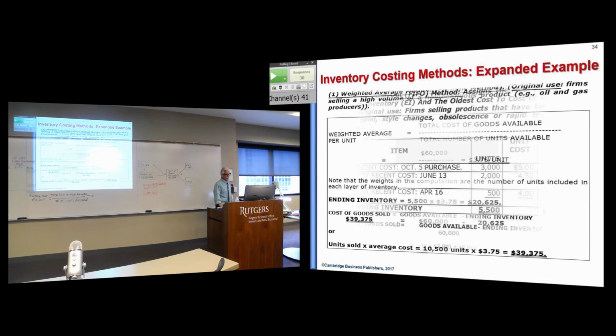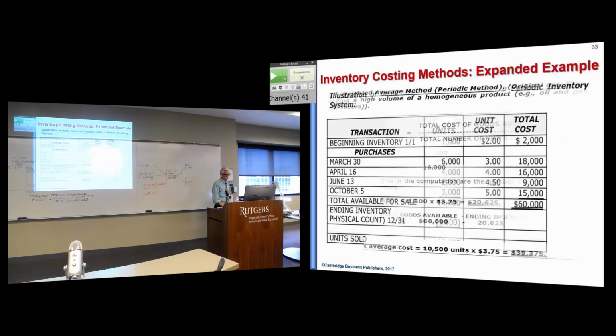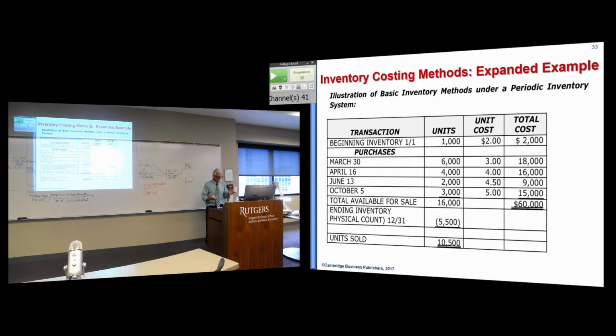Well, let's go to the next. First in, first out, or FIFO. This assigns the most recent cost to ending inventory, the oldest cost to the cost of goods sold. And we said that, again, companies that are subject to style change, spoilage, technological changes would use the FIFO basis. Now, before we go to the calculation, let me go back to the original data. And it depends on how I want to do this. I want to calculate ending inventory first.